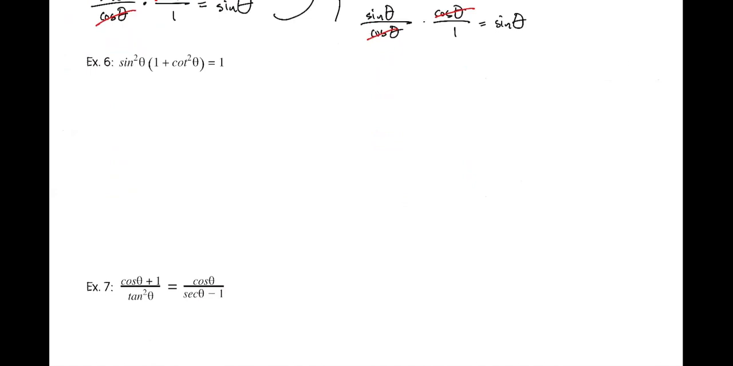All right, let's take a look at example 6. I know that this is hard, and that's why we want to get used to looking at that list of all the identities that we have, right? What is jumping out of that list when we see something like sine squared theta times 1 plus cotangent squared theta equals 1? Which identities are jumping out at us? Let's use this one.